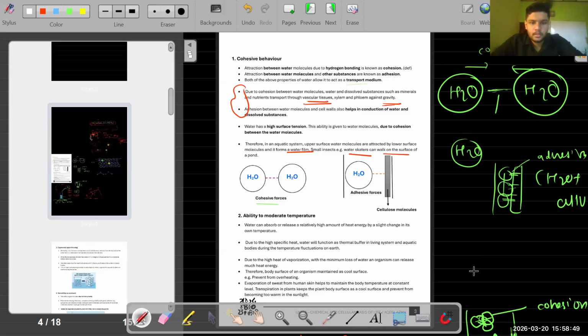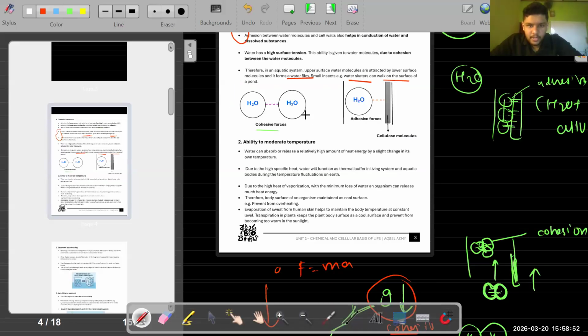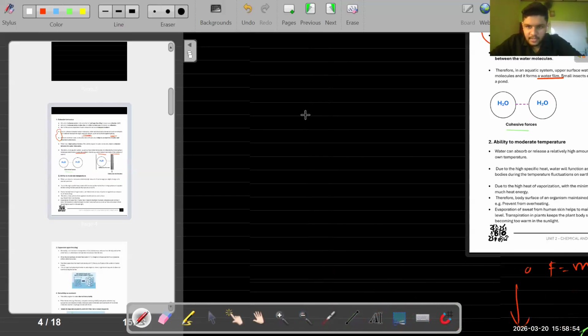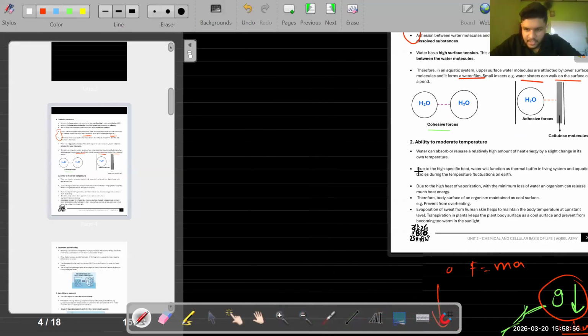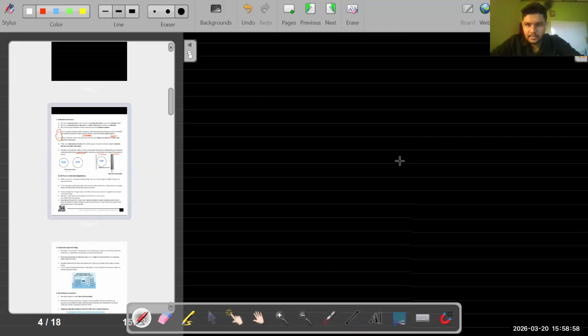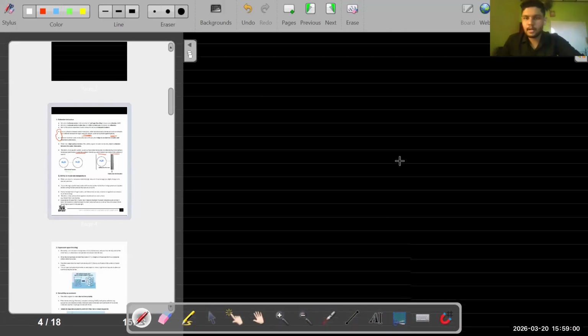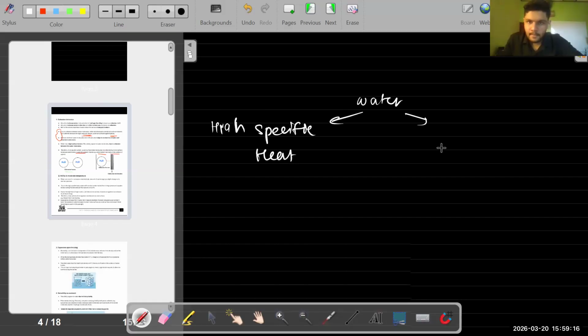Yes. Okay. So the next property is the ability to moderate temperature, right? Before going on to that, without wasting time explaining each and every topic, I'll give a small diagram. By understanding that, you can understand the complete information, right? If you see, water has two main features. First one, it has a high specific heat, and second one, it has a high heat of vaporization.